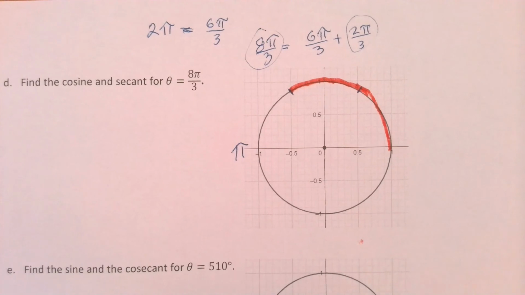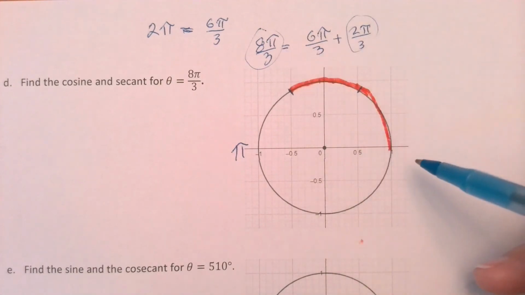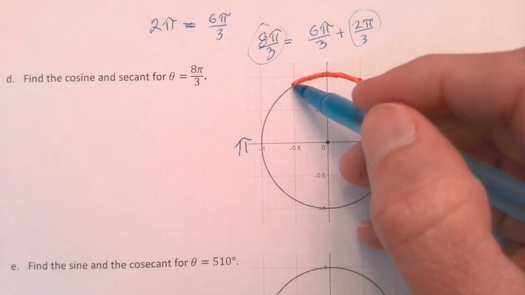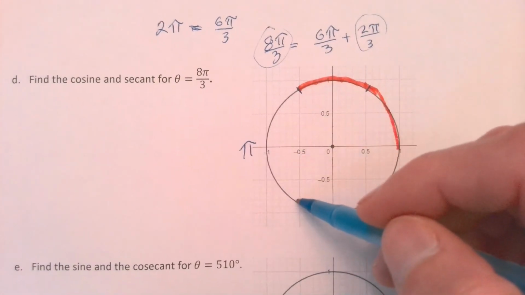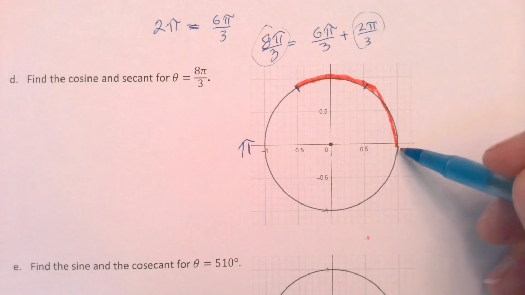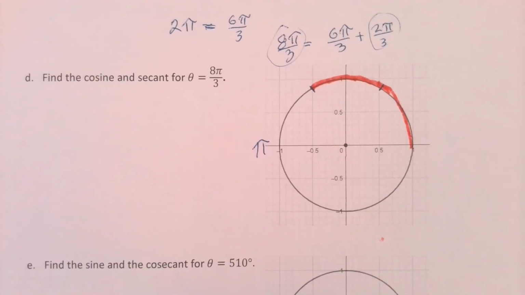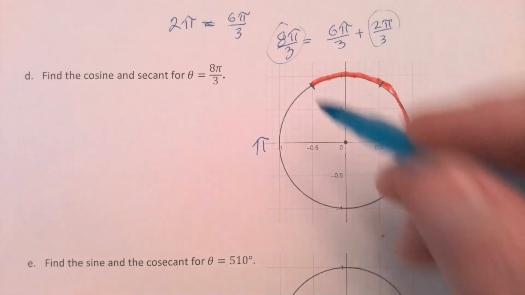But one more time, if you wanted to do 8 pi over 3, you can count it out like this. 1 pi over 3, 2 pi over 3, 3 pi over 3, 4 pi over 3, 5 pi over 3, 6 pi over 3, 7 pi over 3, 8 pi over 3. And there we are. Okay, enough discussion about that angle. Let's quickly jump in there and do what we're supposed to do.